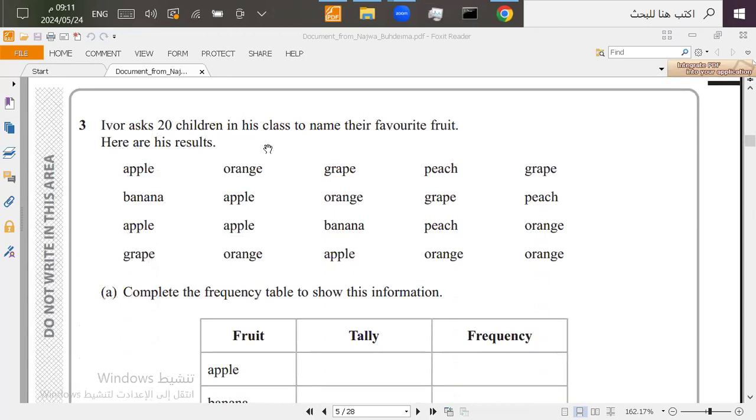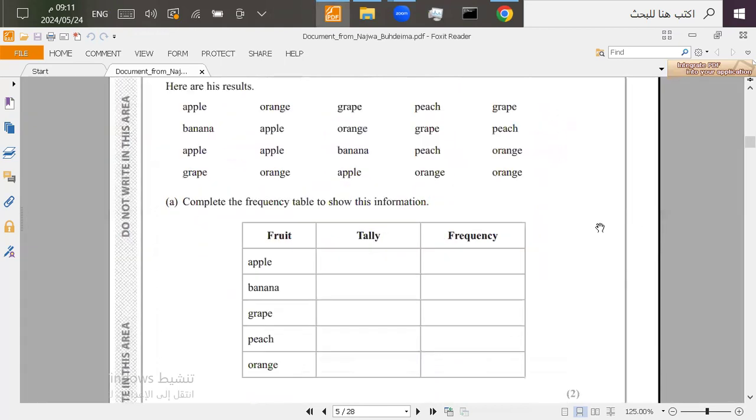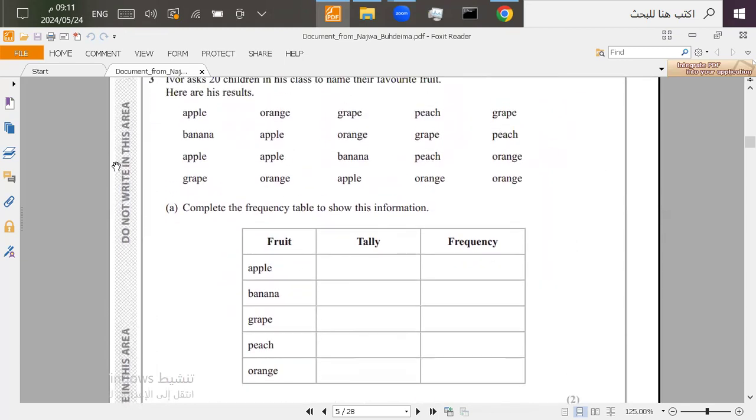Ivor asks 20 children in his class to name their favorite fruit. Here are his results. So these are the results of the people who named the fruits. Now, let's try to answer the question here. Complete the frequency table to show this information. First, of course, we have to check and count each one of them. Now, let's start counting. First, let's do the apples. 1, 2, 3. Make sure that you put a line on top of each one that you count, so you don't do it again. So these are 4, 5 apples. Yes. So 5 apples.